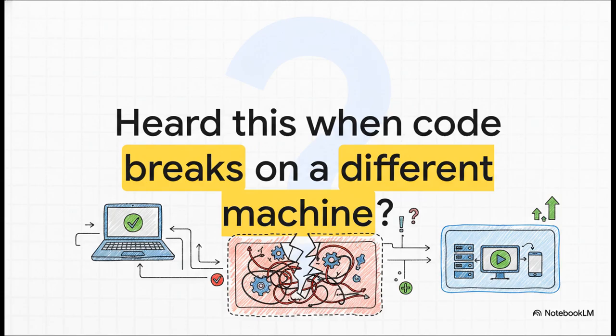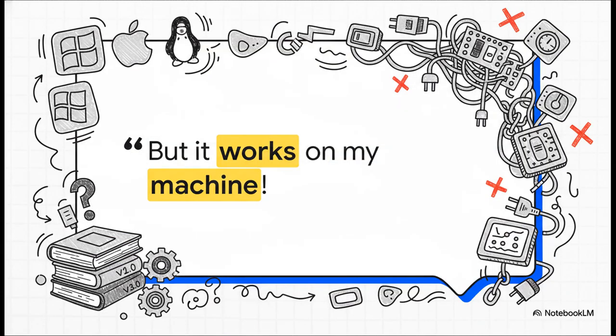Have you ever heard them say this next line? I bet you have. Ah, yes, there it is. The famous last words. But it works on my machine. You know, that single phrase right there, it captures the entire problem that Docker was designed to eliminate. It's the chaos of having inconsistent environments. Different operating systems, different versions of software, totally different configurations. They all just plot together to break your code.